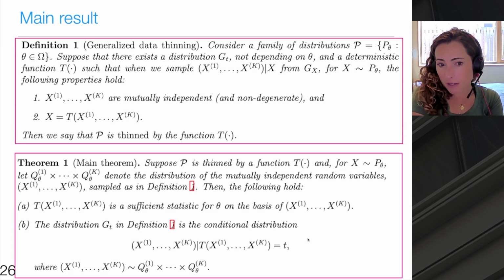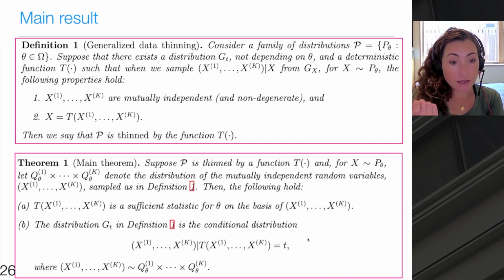That's kind of obvious, because if T of X1 through Xk weren't sufficient for theta, then the conditional distribution G sub T in the definition 1 would depend on theta. So theorem 1 part A is kind of obvious, because in order for the conditional distribution that we're using to sample X1 through Xk to not depend on theta, we need T of X1 through Xk to be sufficient. It almost follows just by definition of sufficiency.